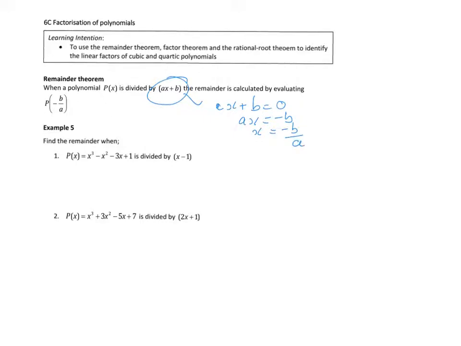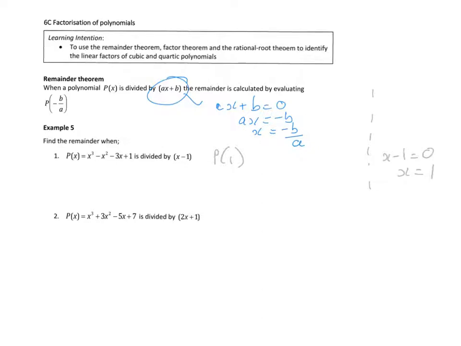So how do we then use that in order to work out this one? Well, we are dividing p of x equal to x cubed minus x squared minus 3x plus 1, and it's divided by x minus 1, which means that if we let x minus 1 equal 0, we'll come over here and do some working out. So x minus 1 equal to 0, x is equal to 1. So p of 1 is what we're actually going to be looking for.